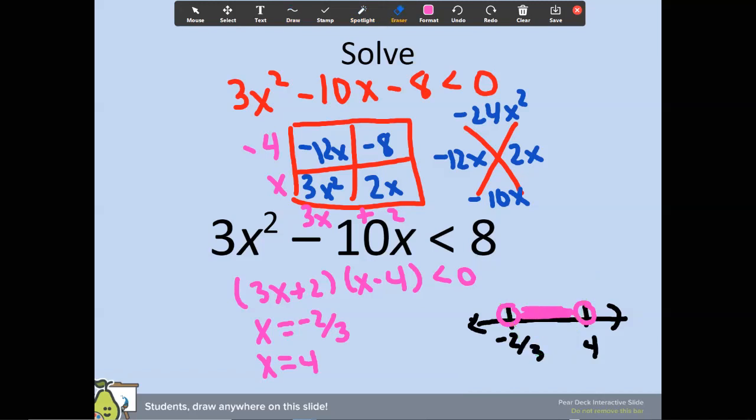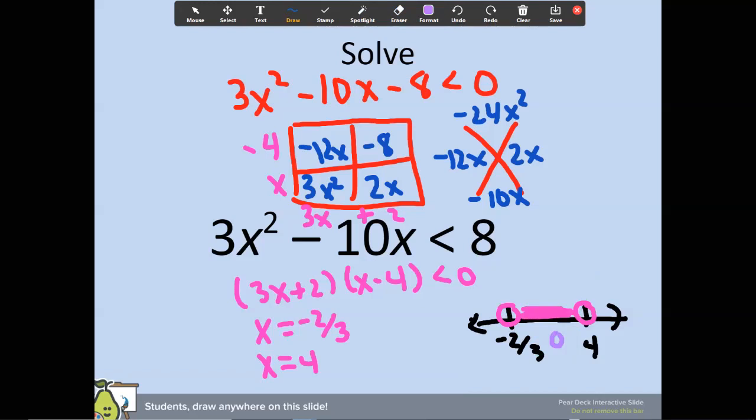But another way to do it is to test a point. So let's say I test a point. I'll do this in purple, okay? A point to test something in between negative 2/3 and 4. So let's say I try 0. Okay, 0 is not perfectly, exactly halfway. I don't care. It's in between them. I'm just putting the 0 there to know that's where my 0 is.